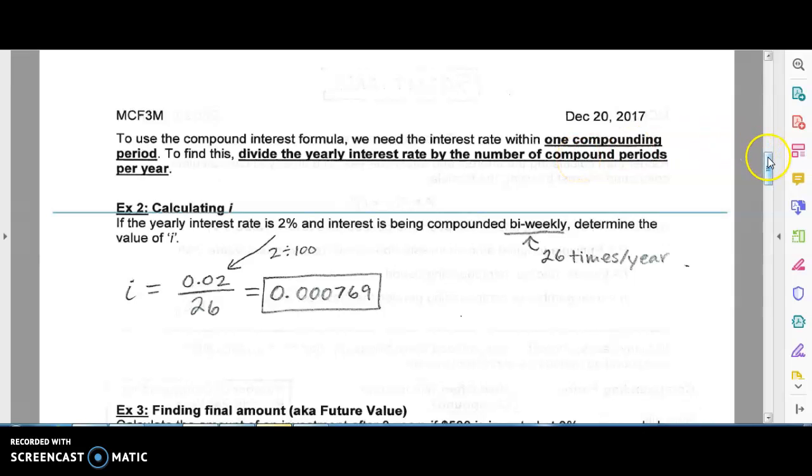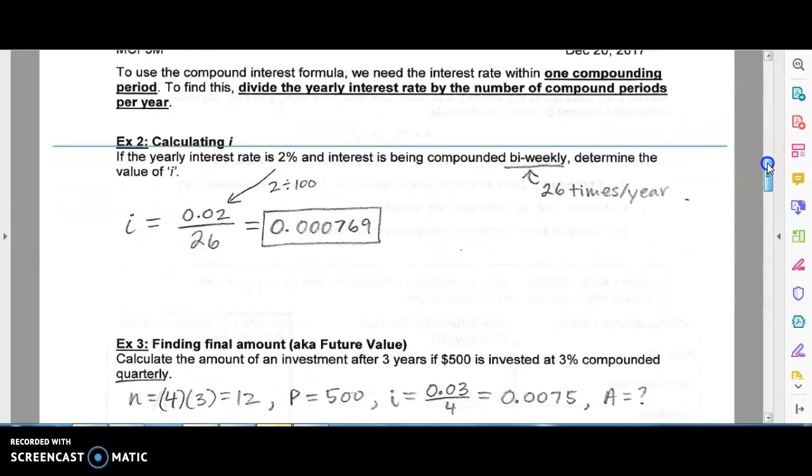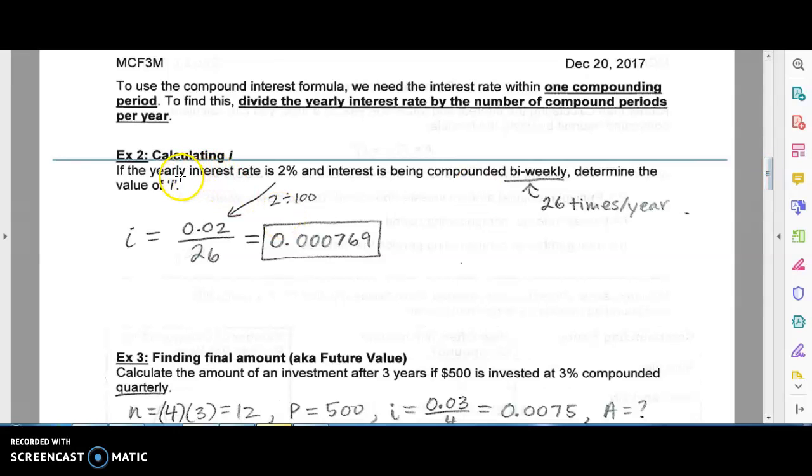So let's look at the example below here. To calculate I, the yearly interest rate, like I said, this will be given to you, is 2%, and interest is compounded bi-weekly. So we need to figure out what bi-weekly means. Bi-weekly means every other week, so with 52 weeks in a year, 52 divided by 2 tells me that interest is compounded 26 times a year.